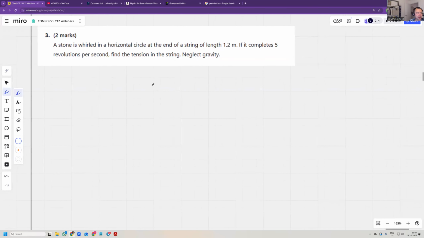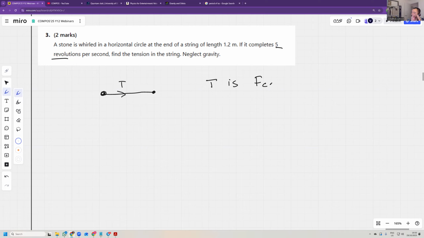A stone is whirled around in a horizontal circle on a string of length 1.2 meters. It completes 5 revolutions per second. Find the tension in the string. So tension is the centripetal force. In every question, the first thing you do is identify which force is centripetal force. Tension is the centripetal force, and therefore tension is mv squared over r.